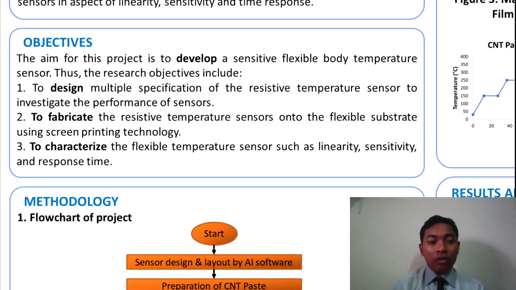The aim for this project is to develop a sensitive, flexible body temperature sensor. Thus, the research objectives include to design multiple specifications of resistive temperature sensor to investigate the performance of sensor. Next, to fabricate the resistive temperature sensor onto the flexible substrate using screen printing technology. Lastly, to characterize the flexible temperature sensor such as linearity, sensitivity, and response time.